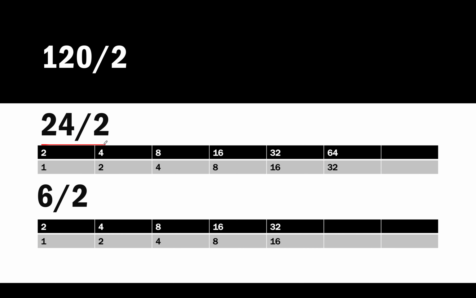So 24 by 2, we'll start the process. 2 is less than 24, 4 is less than 24, 8 is less than 24, 16 is less than 24, 32 is greater than 24, stop the process. So 16 is less than 24, we will break the process. What is the quotient? 8.